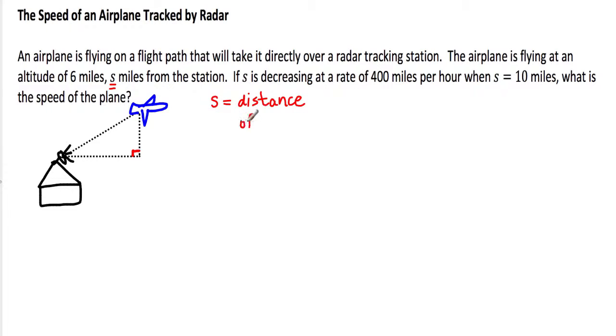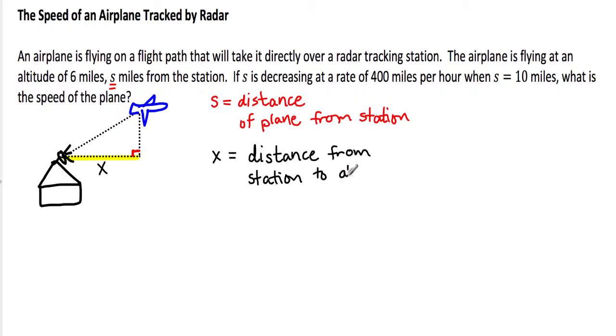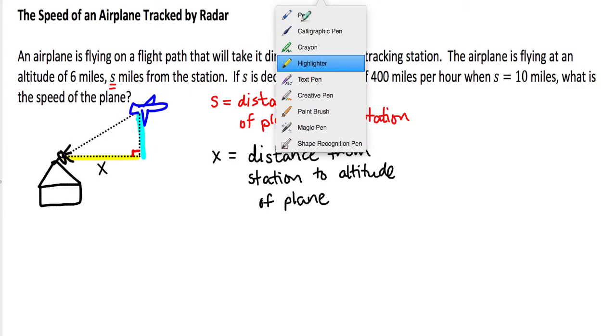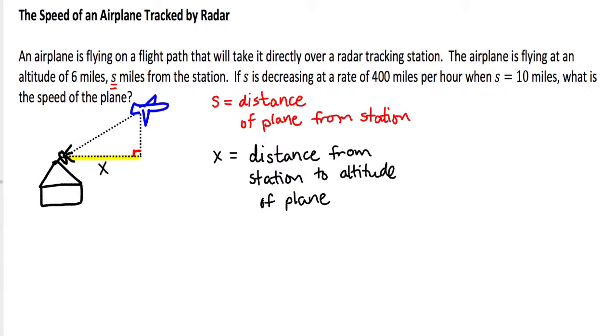They already tell us that S represents the distance of the plane from the station, so hopefully you recognize that that's the hypotenuse of that right triangle. This base, that highlighted part there, would be the distance to the altitude from the station, and we're going to call that X. So that's just the distance from the station to the altitude. That perpendicular distance is the altitude, if you remember from geometry. Okay, so then we also want to give a variable to the other leg of that triangle, and we'll just call it y. So we'll call the altitude side there y.